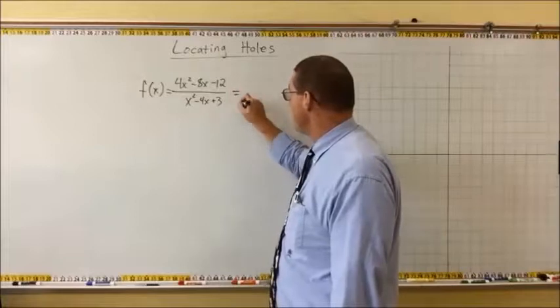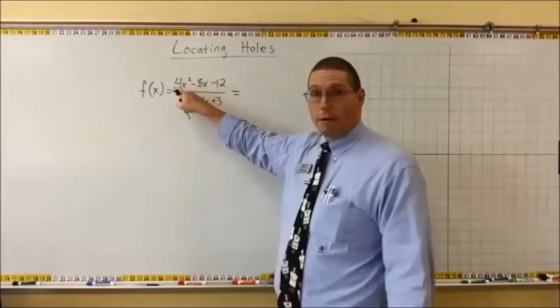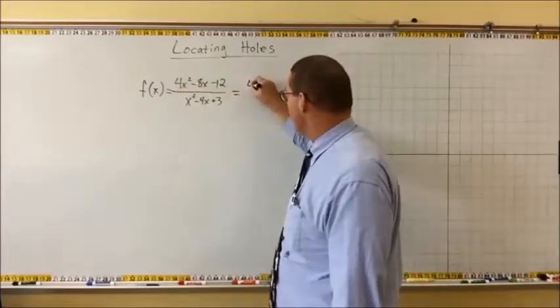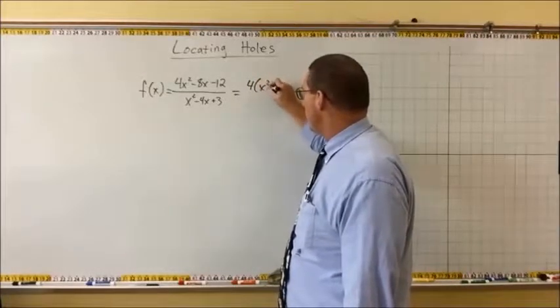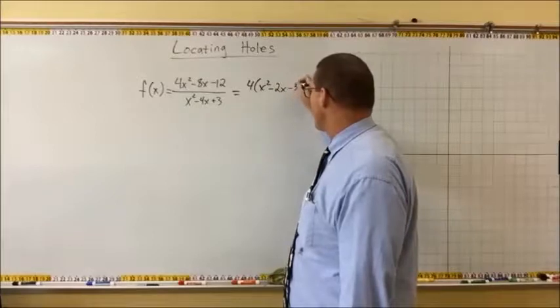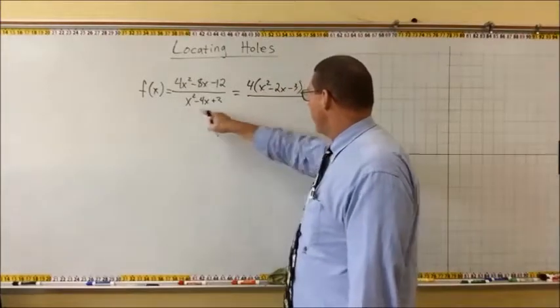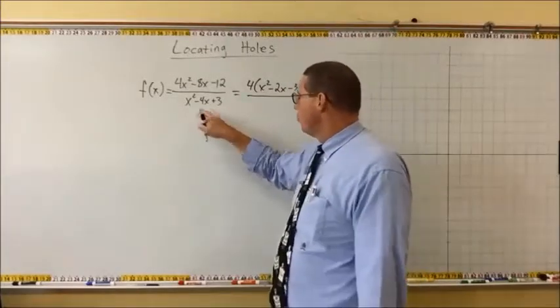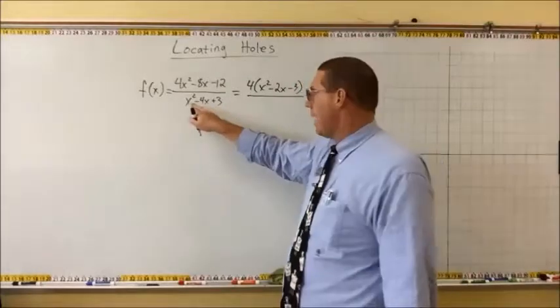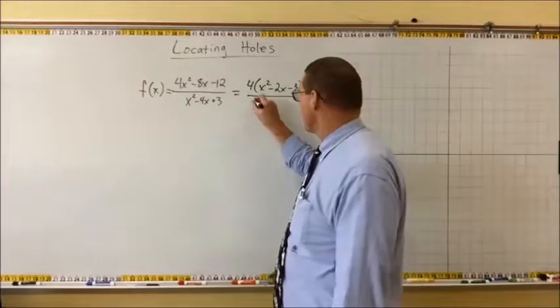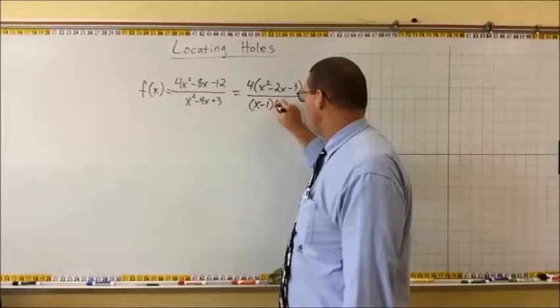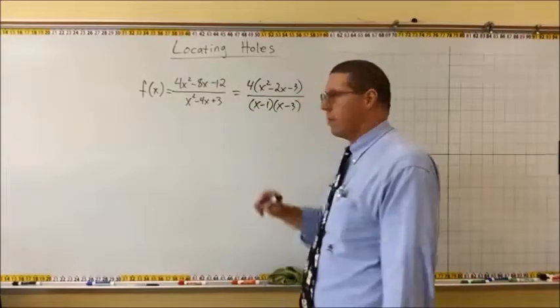Okay, so looks like I can factor a 4 out here, a greatest common factor. So I'm going to take out a 4, and that's going to leave me with x squared minus 2x minus 3. Okay, and then down here I can factor this. Two numbers that multiply to positive 3 but add up to negative 4 are negative 1 and negative 3. So this is going to become x times (x minus 1) times (x minus 3), right?